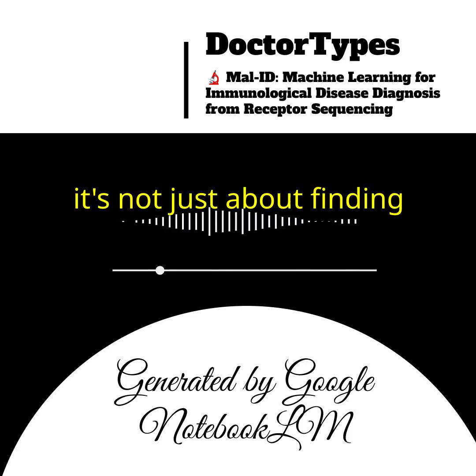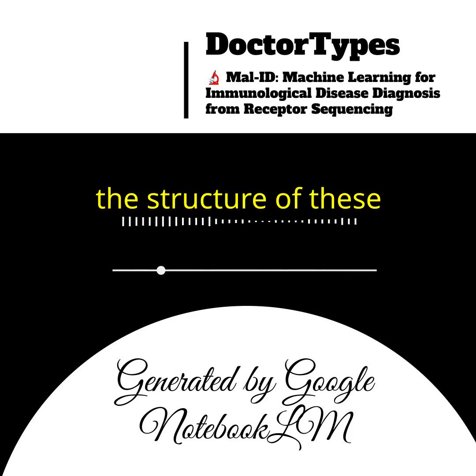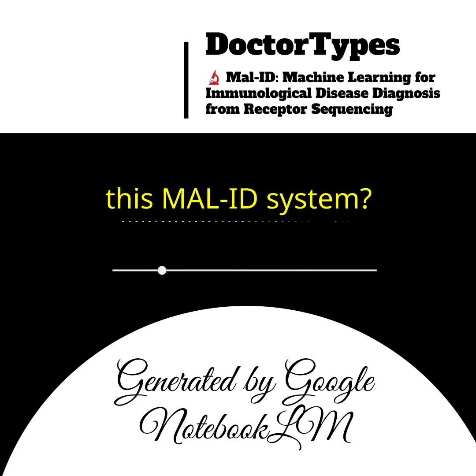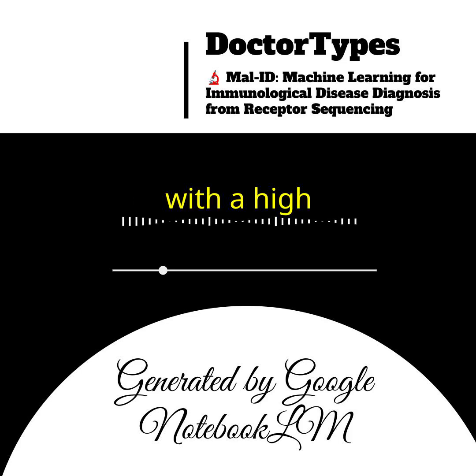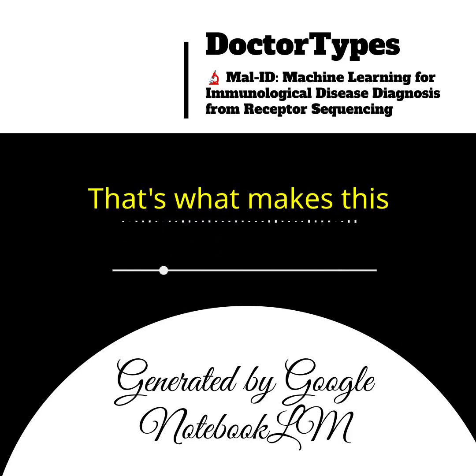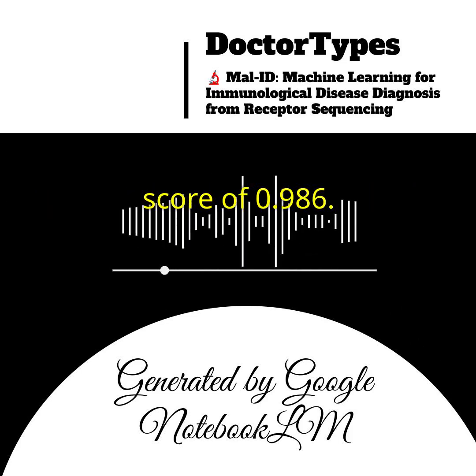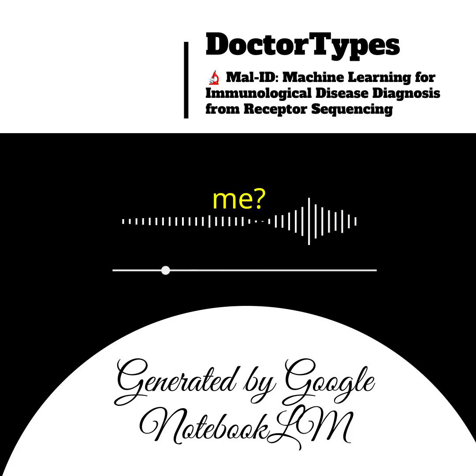That's the idea. So it's not just about finding exact matches, but deciphering the deeper meaning behind the structure of these receptors. Exactly. That's pretty impressive. But how accurate is this MAL-ID system? I mean, can it really distinguish between different diseases with a high degree of certainty? That's what makes this so groundbreaking. Across 6 different immune states, MAL-ID achieved an AUC score of 0.986.